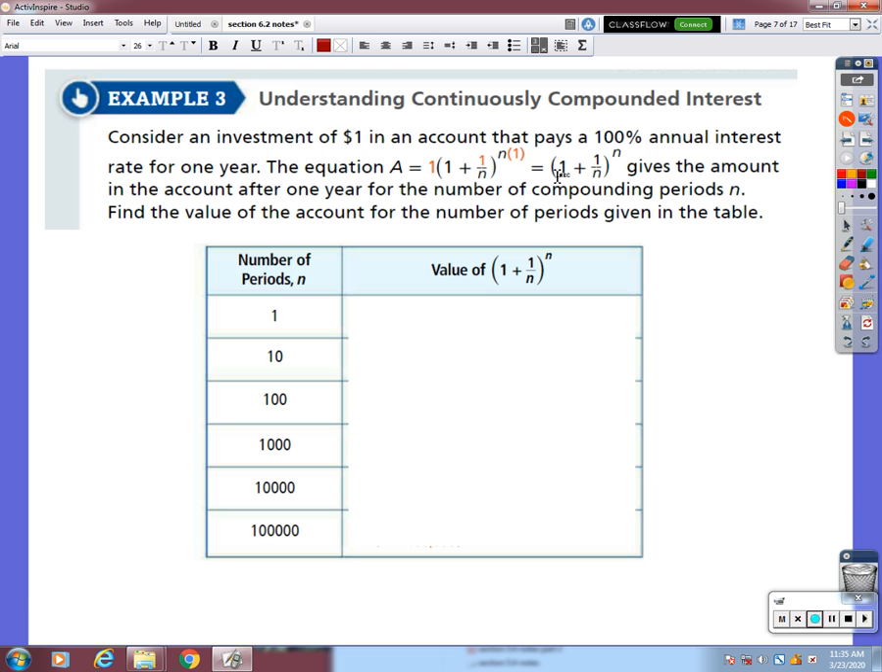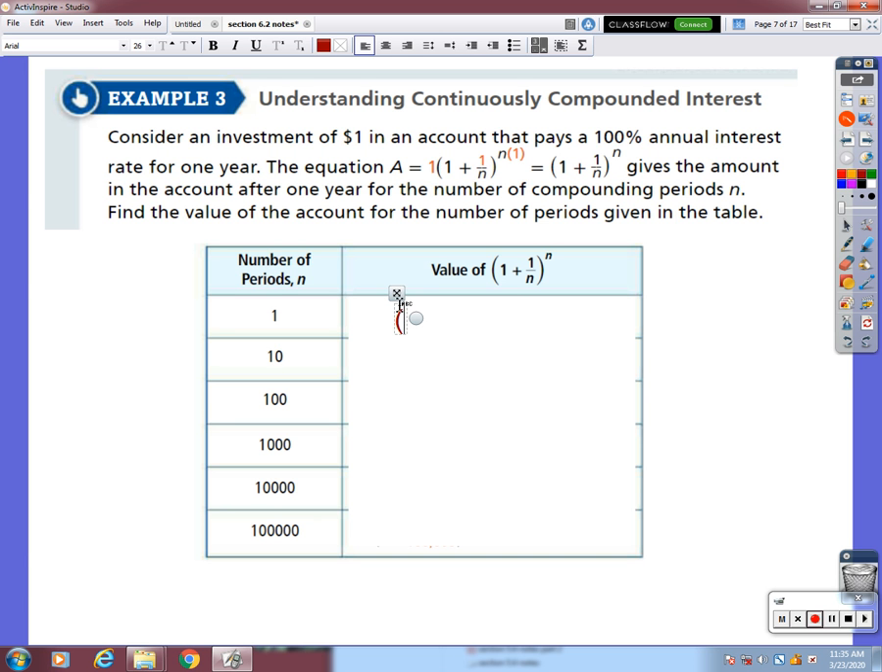And so here's the 1 that we're putting in. Here's the 1 that stands for our original amount of money. This is the number of times we're doing it per year. And then this is the number of times total. So let's see what happens as we mess around with this.